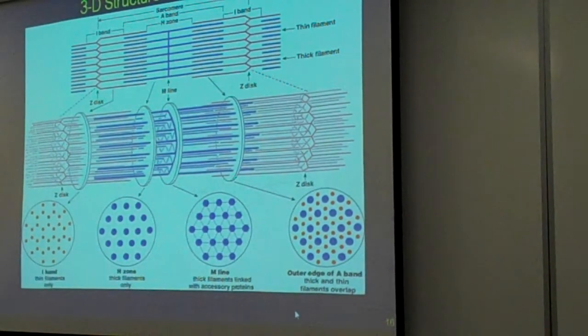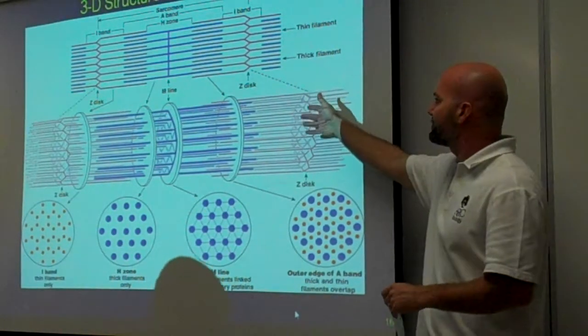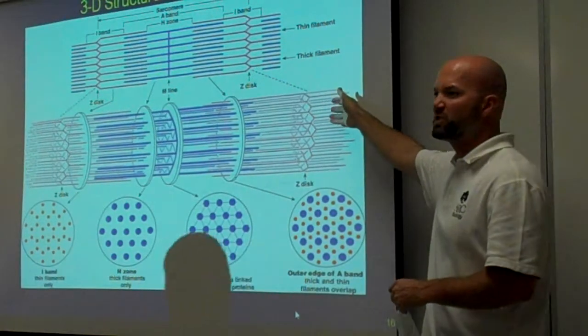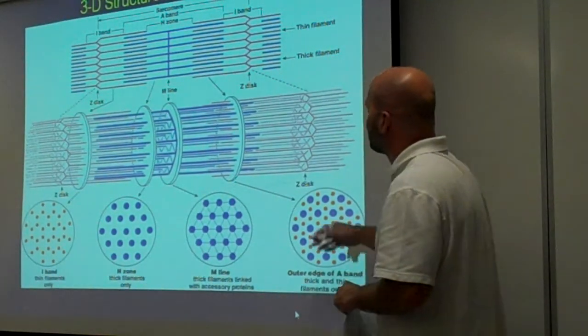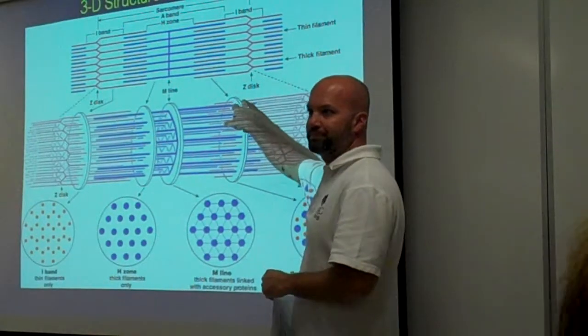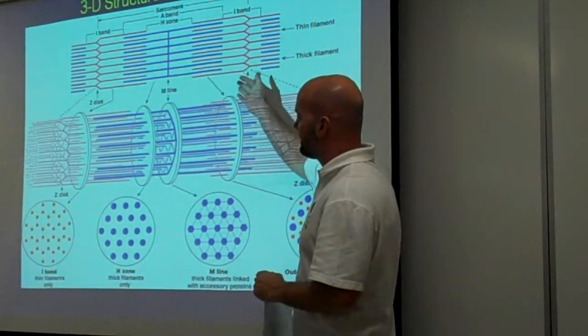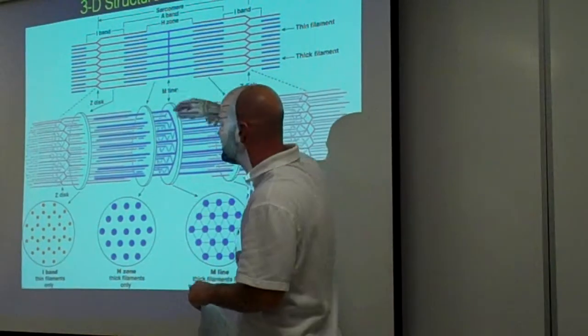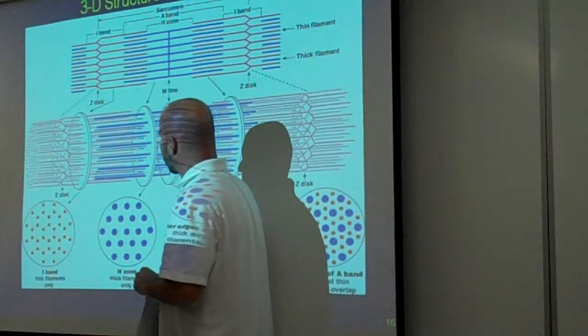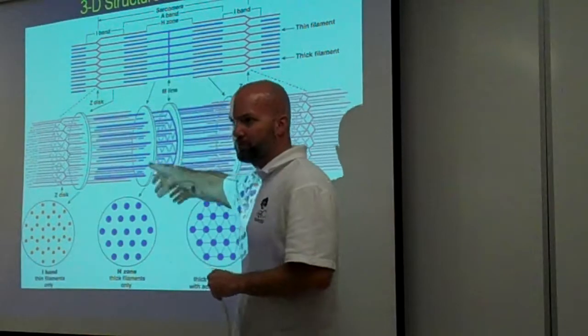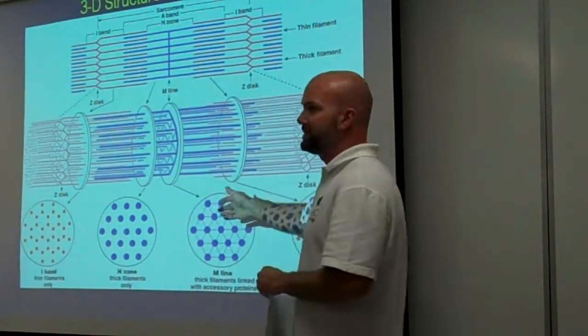We left off with sarcomeres, bottom of page 3. So the next item is D, molecular structure of thin filaments. And here's the only three-dimensional illustration we have of sarcomeres. And this is where disc comes from. So Z line can be called Z disc, M line can be called M disc. And depending on where you cut through the sarcomere, you'll see different proteins.